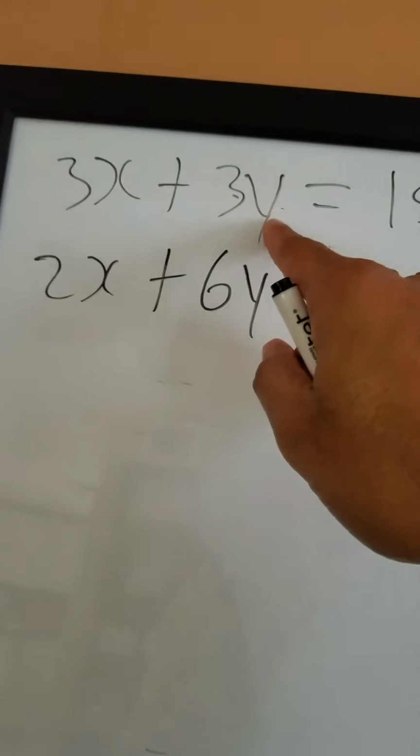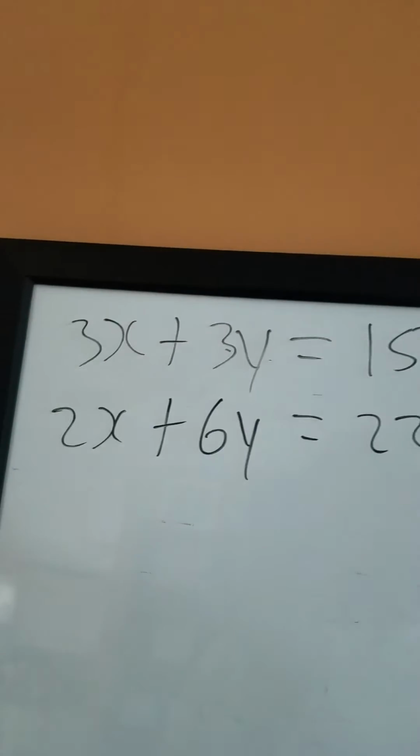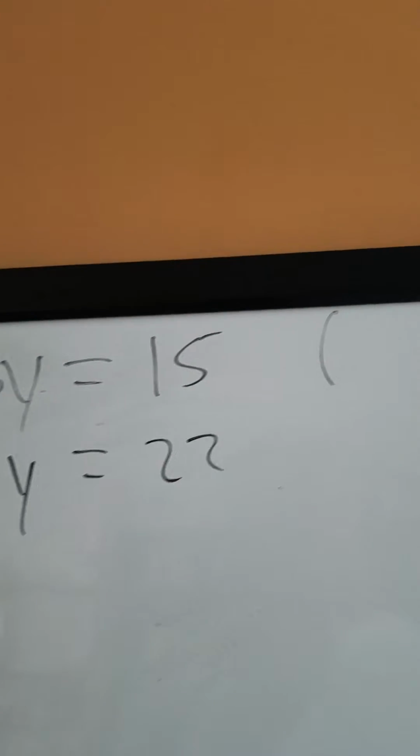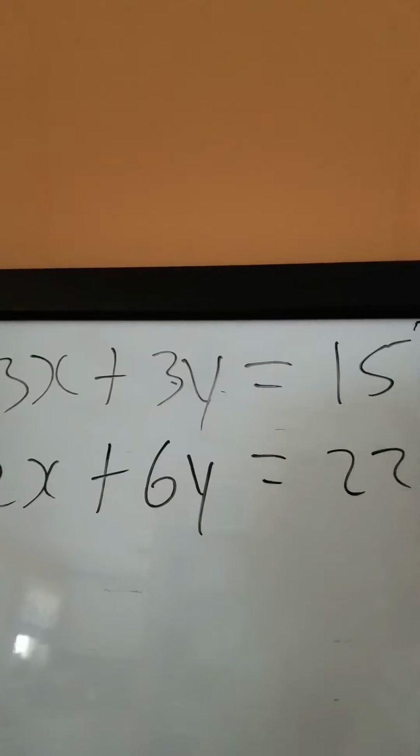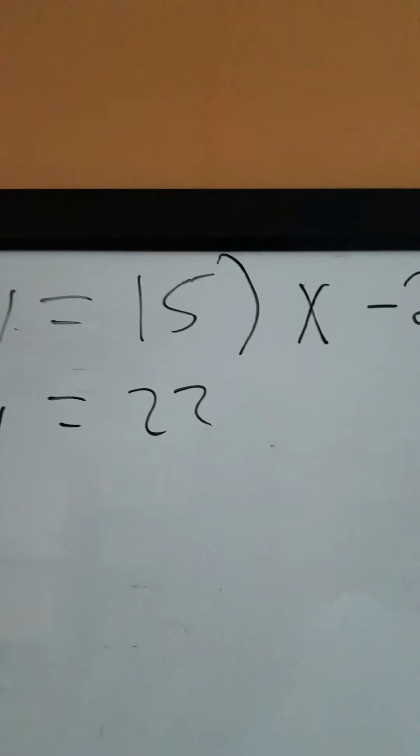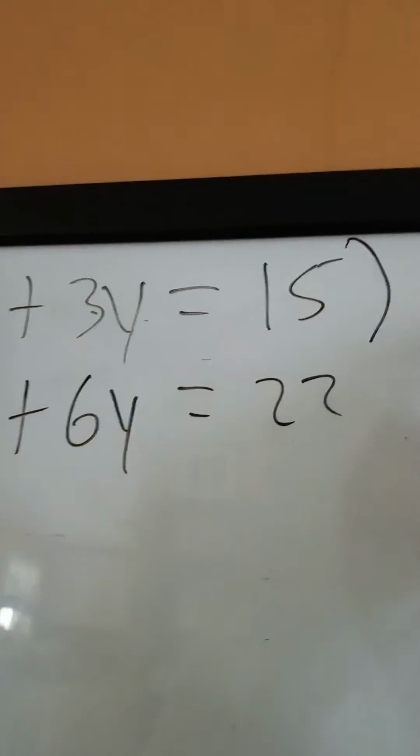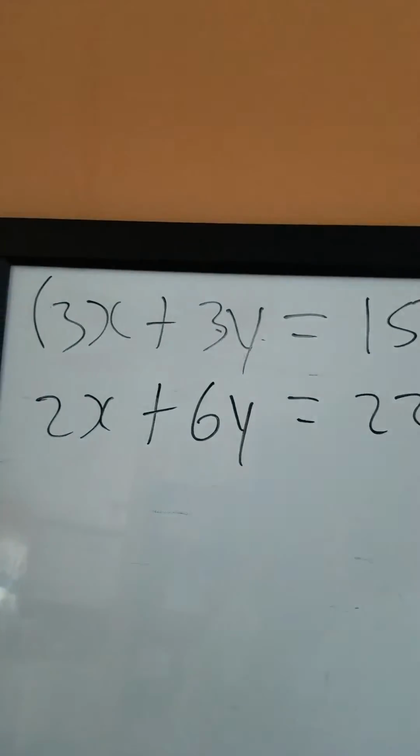But if I'm to multiply this term by a negative 2, I would have to make sure that each term in the equation gets multiplied by a negative 2 so that I do not change the value of the equation. So what I'll do is I'll put the entire equation into parentheses, and then I will multiply by a negative 2. That way I know that the negative 2 gets distributed to each term in the equation.